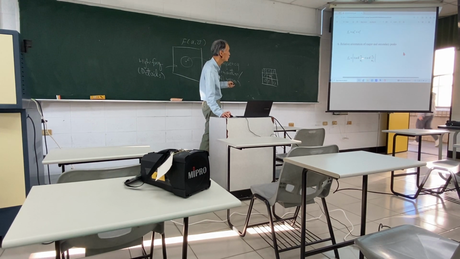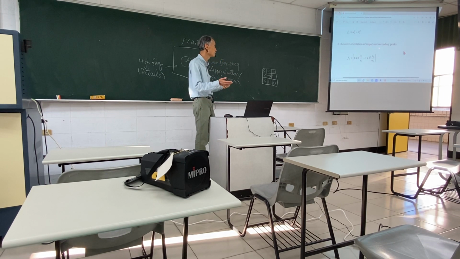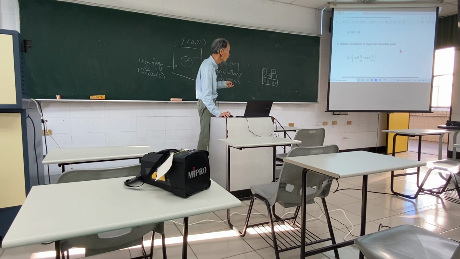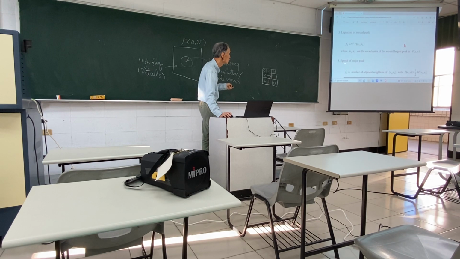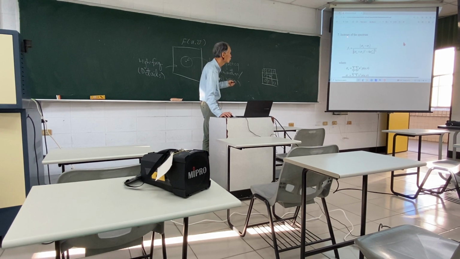So for structural texture, this will be what? 0 degree. The secondary peak will be the same as the major peak, right? So the difference will be 0, but it won't be the same for the random texture. Okay, so it can show you. And a lot of the other ones are isotropic.